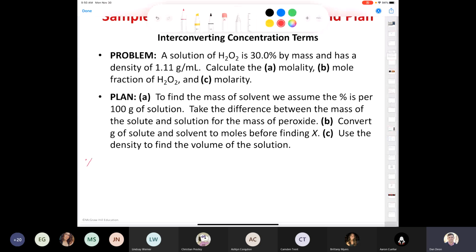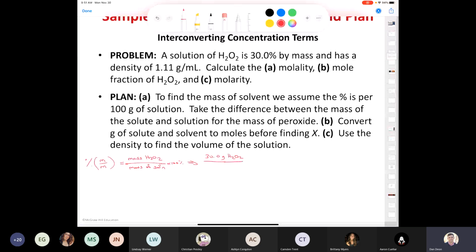the percent mass over mass is equal to the mass of H2O2 divided by the mass of solution. Now, if it's 30%, we could just choose numbers, right? We could say 30, I always forget to multiply by 100%, okay? Now, I could just choose numbers here arbitrarily, and I'm going to say I'm going to have 30 grams of hydrogen peroxide, H2O2, in 100 grams of solution.